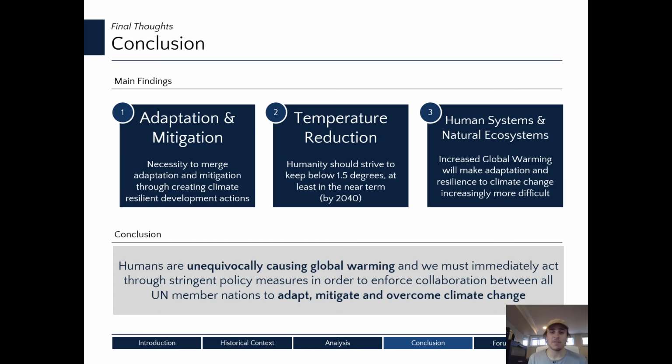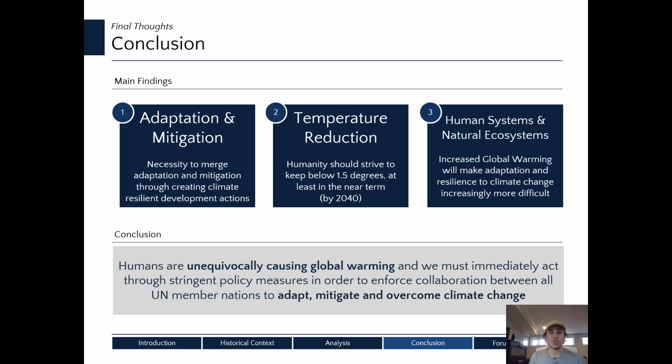The second main finding is the temperature reduction goals. And this is that humanity should strive to keep below 1.5 degrees, at least in the near term, which we define as by 2040. And finally, one of our main findings surrounds human systems and natural ecosystems. And this is just that increased global warming will make the adaptation resilience to climate change increasingly more difficult.